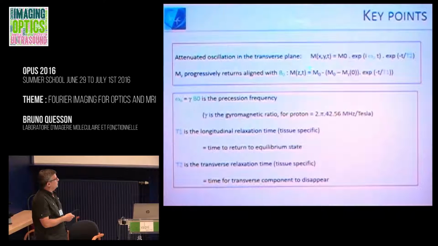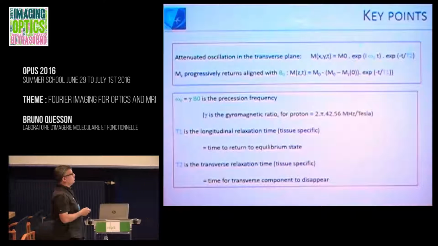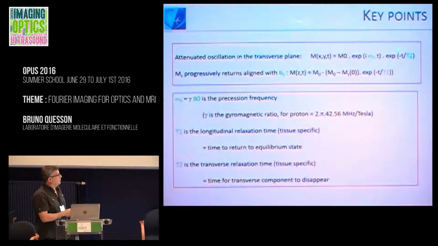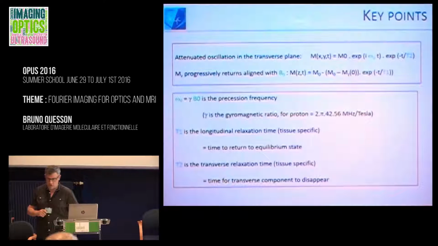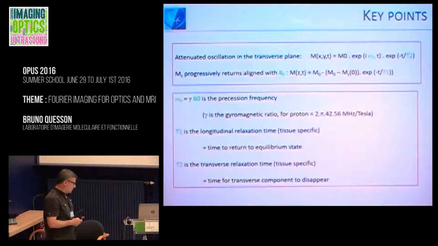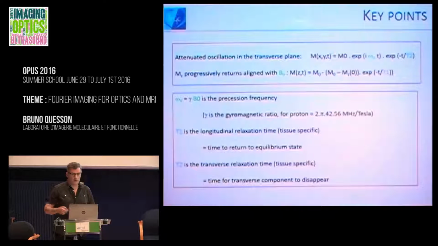You can measure in the transverse plane the magnetization, which is the amplitude modulated by this frequency. You have a motion around B0, which is proportional to this frequency. And then you have an exponential decay in amplitude, which depends on a specific time, which is called the transverse relaxation time, T2, which is tissue specific. The T2 is different in the brain as compared to the T2 in the liver or any organ.